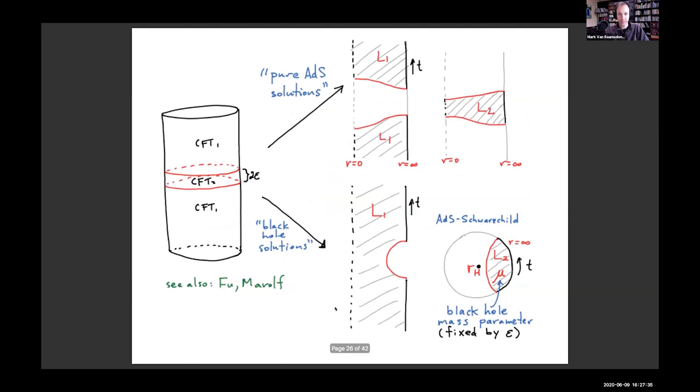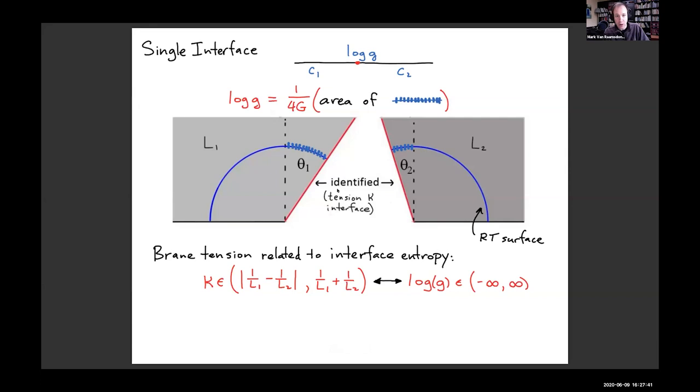What fixes theta 1 and theta 2? So theta 1 is a function of L1, L2, and kappa. Thanks.